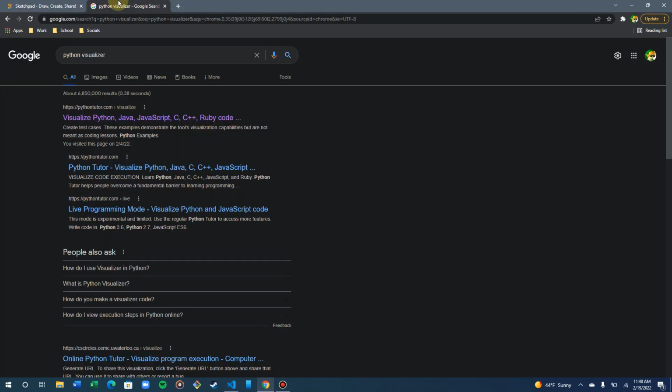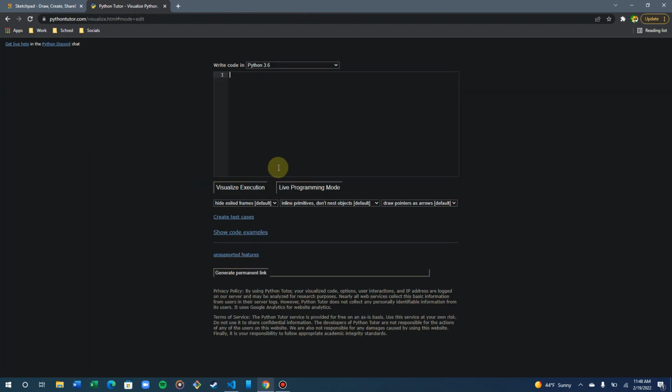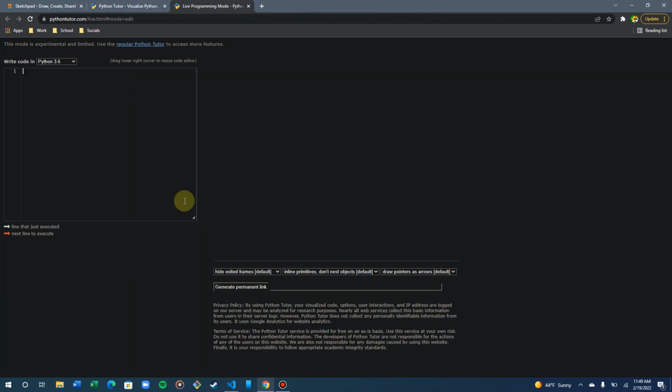Python Visualizer isn't anything you have to download. It's literally just a quick Google search, Python Visualizer, and make sure you click on the Python Tutor one, which should be the first one. It's going to take you to this website, and you can start writing code here, but the main moneymaker is in the live programming mode. So click on live programming mode.